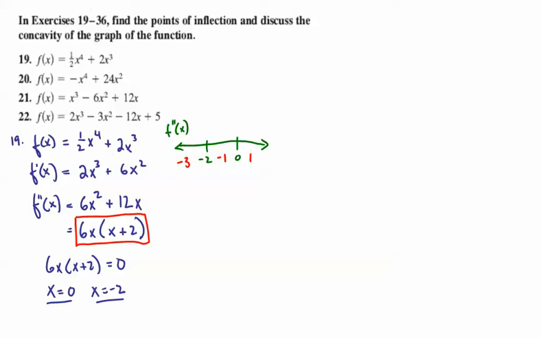We plug in -3, we'll get negative times negative, which is positive. Plugging in -1, we'll get negative times positive, which is negative. Plugging in 1, positive times positive is positive. So we can see that we have concave up, concave down, concave up, and at -2 and 0, concavity changes. So x equals -2 and x equals 0 are points of inflection.